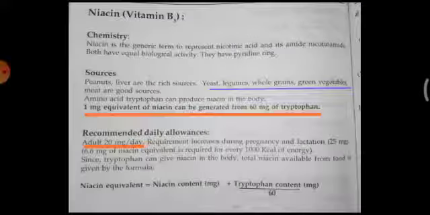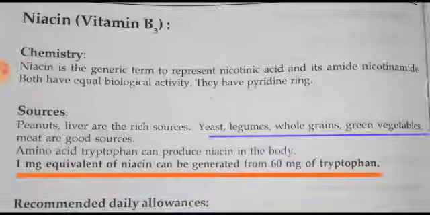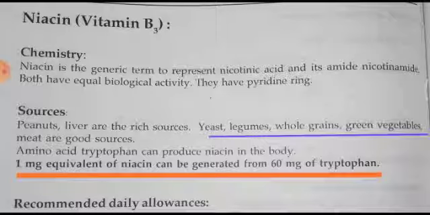Next, we are going to discuss another vitamin. After B2, we are going to discuss vitamin B3, that is called niacin. Niacin has a pyridine ring, and the sources of niacin are yeast, legumes, whole grains, green vegetables, and meat. But niacin is not obtained directly. If you see the underlined text, 1 milligram equivalent of niacin can be generated from 60 milligram of tryptophan. So tryptophan is an amino acid which gives rise to niacin.